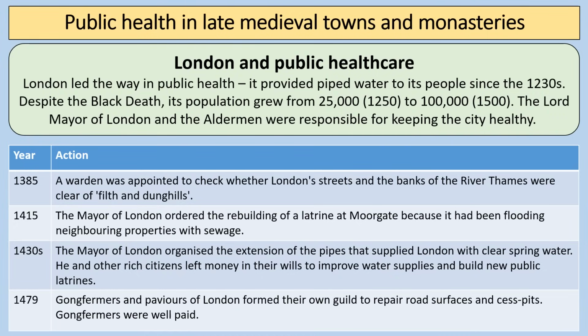And in 1479, the gong farmers and the pavers of London formed their own guild to repair road surfaces and cesspits. Gong farmers tended to be quite well paid, and it was a pretty nasty job, so it's a good job that they were.